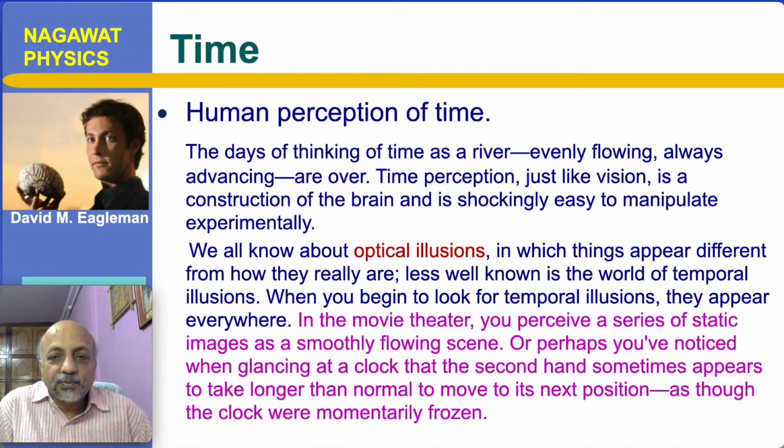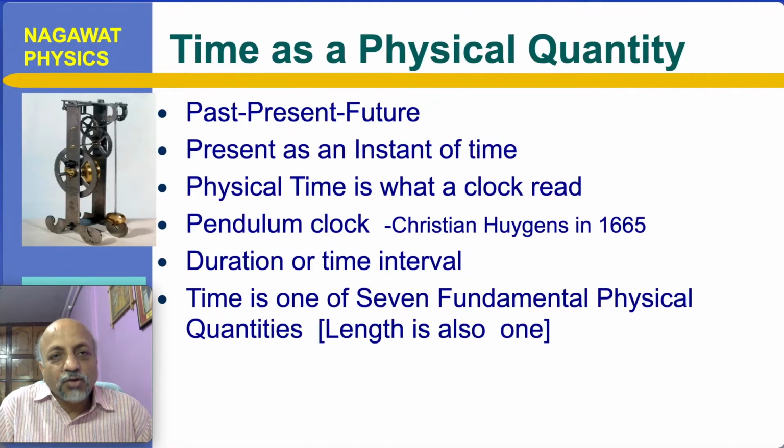In the movie theater, even in this presentation, you perceive a series of static images as a smoothly flowing scene. Or perhaps you have noticed when glancing at a clock that the second hand sometimes appears to take longer than normal to move to its next position, as though the clock were momentarily frozen. These are associated with illusion, and our human perception of time is a creation of our brain. But for understanding physics, we need to define it as a mathematical quantity in a much more precise manner, and we will be changing the concept of time.